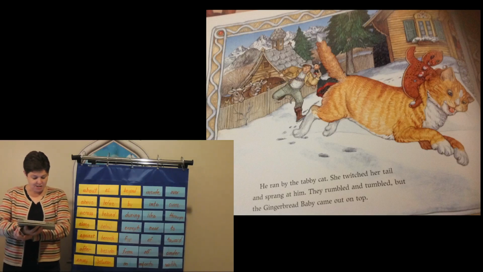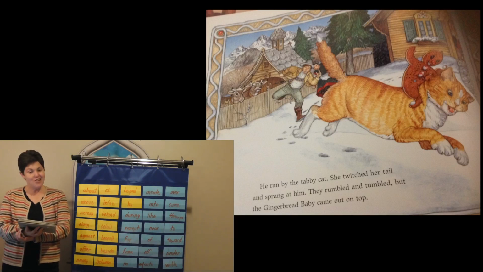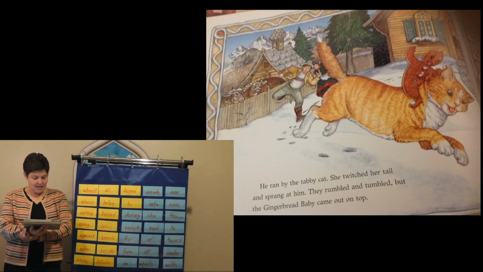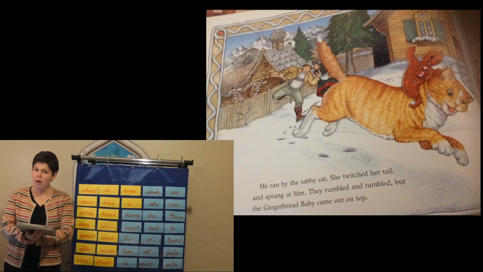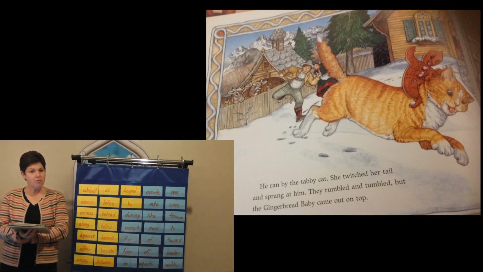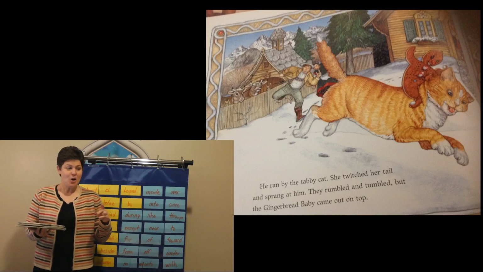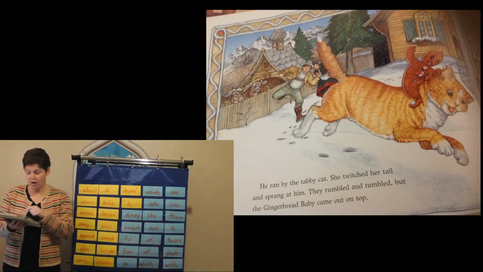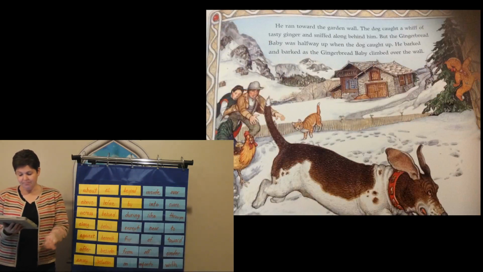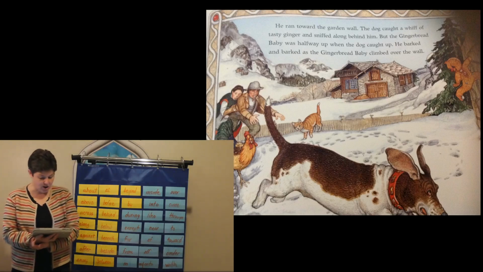She twitched her tail and sprang at him. They rumbled and tumbled, but the gingerbread baby came out on top. You're not looking for the verbs. You're not using words like rumbled or tumbled. That's what the gingerbread baby is doing. That's an action verb. You're looking for where he's doing it, what the connection is with where he's going.